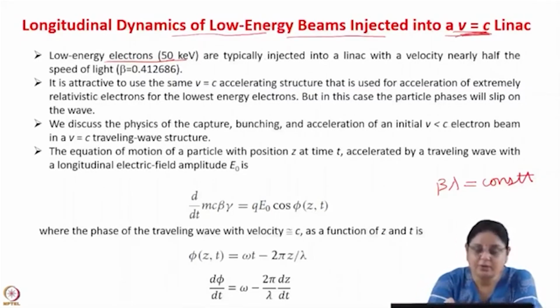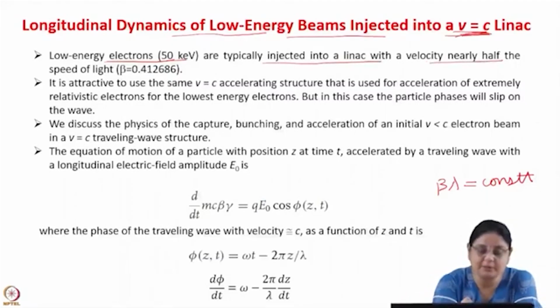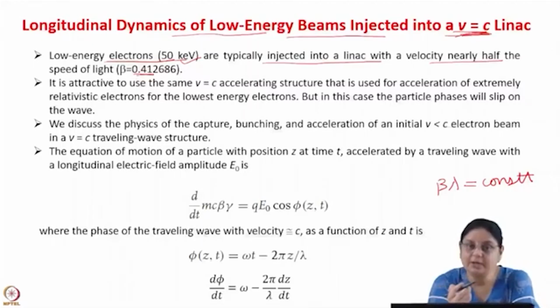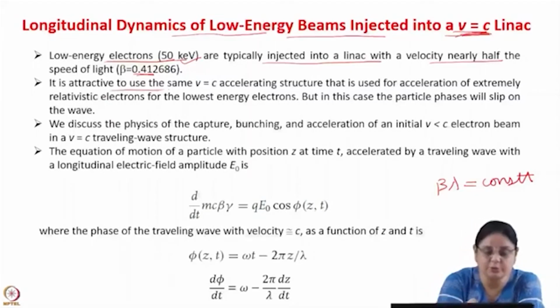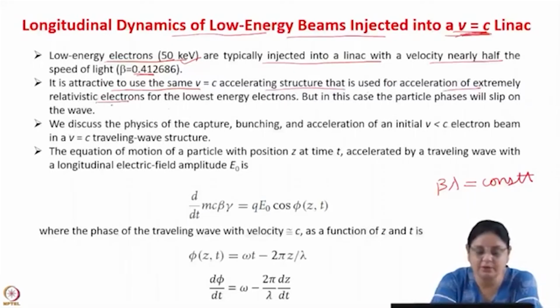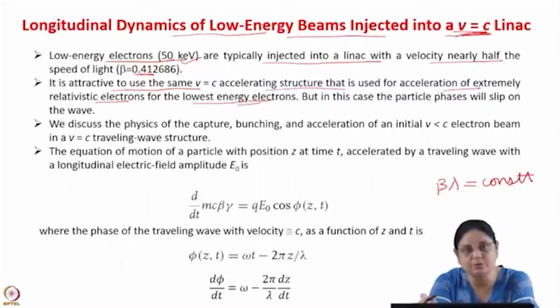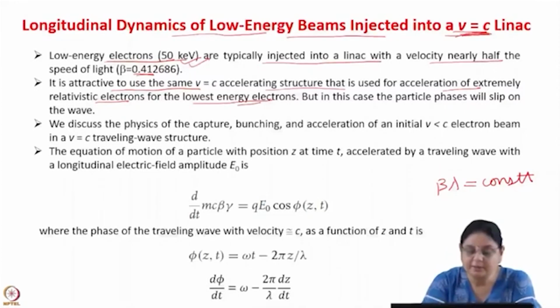Low energy electrons are typically injected into a linac with velocity nearly half the speed of light. If you see the beta for a 50 keV electron, it is 0.412. So the electron here is non-relativistic, but you would like to inject this into the same V equal to C accelerating structure. It is attractive to use the same accelerating structure that is used for acceleration of extremely relativistic electrons for the lowest energy electrons, because it saves cost. Otherwise, you will have to design two linacs, one for the lower energy, non-relativistic electrons, and the other one for the high energy relativistic electrons.